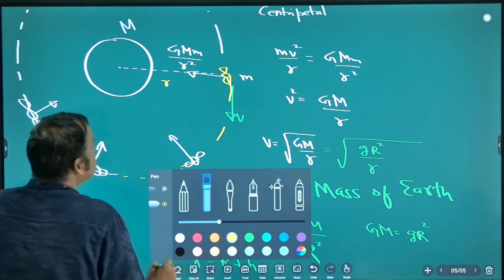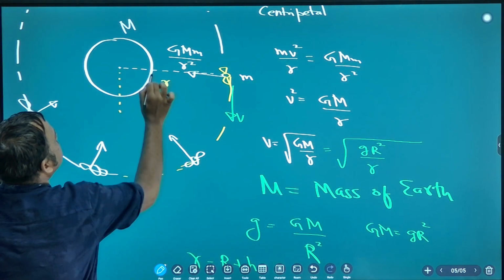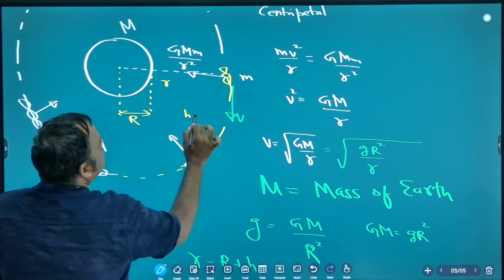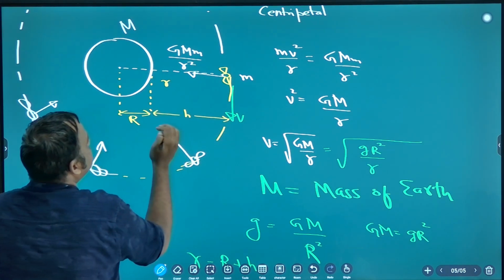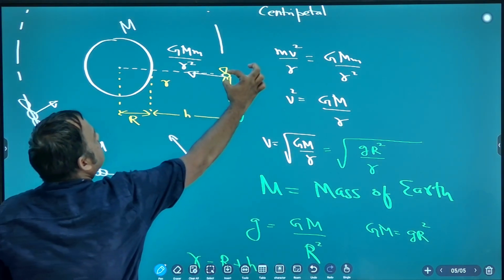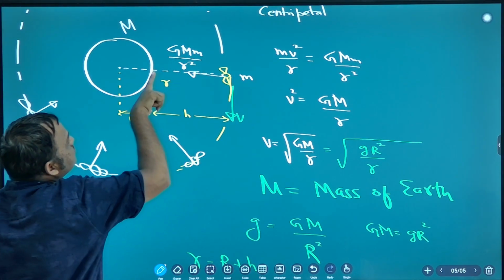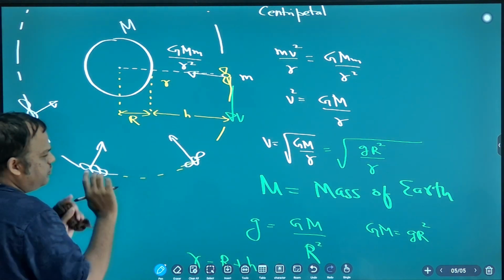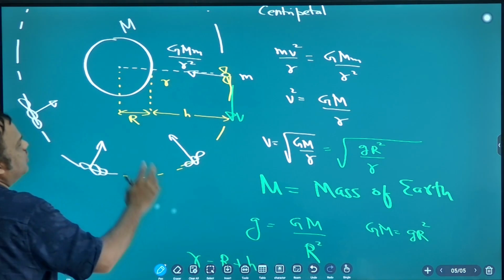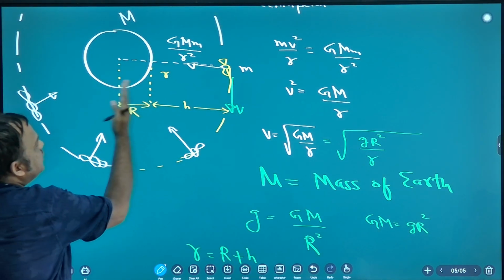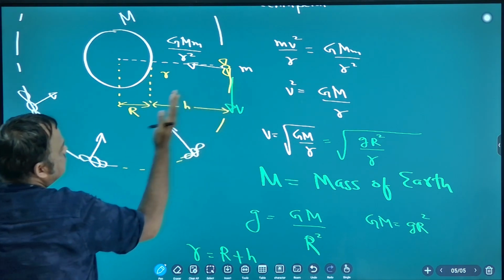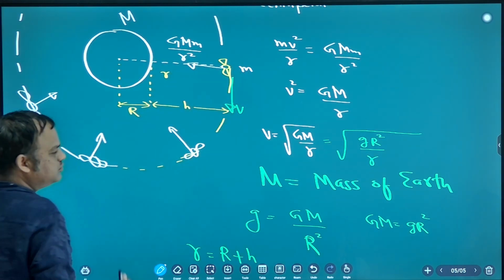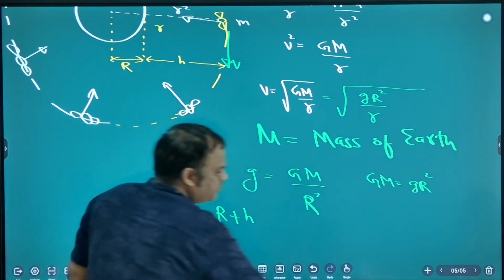So this is the radius of Earth, capital R, and this is the height. What is the distance of the satellite from the surface? Height. Very clear. Radius of Earth plus height is equal to radius of orbit. Okay, fine.